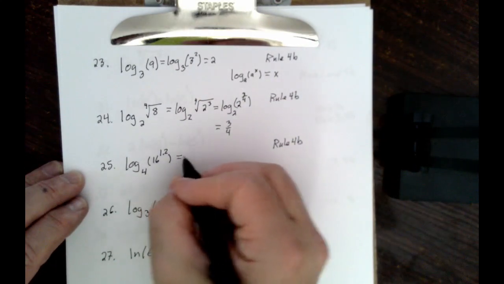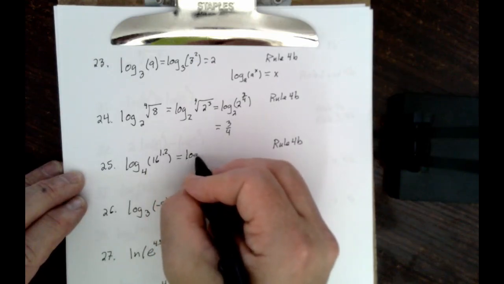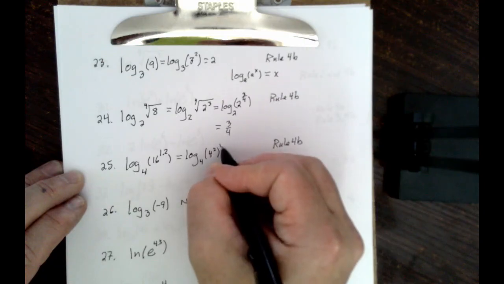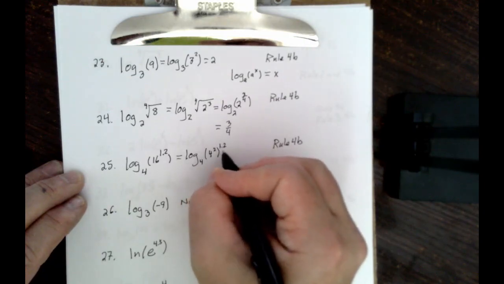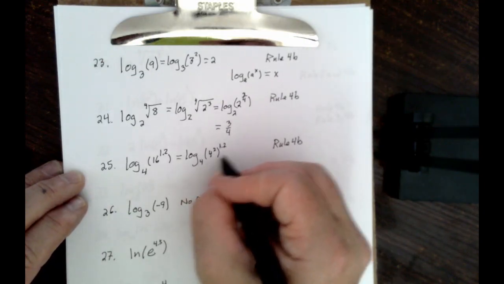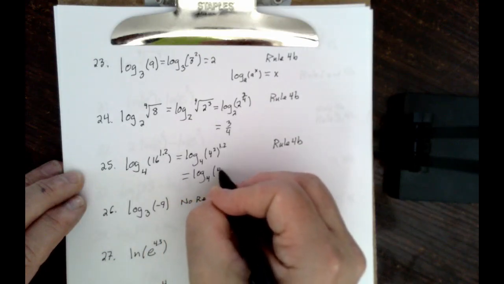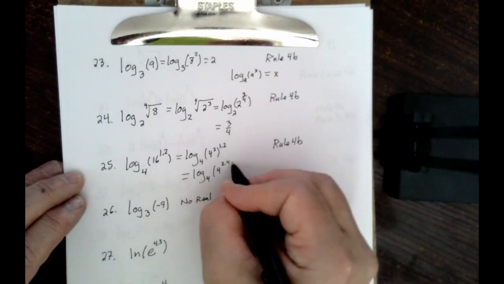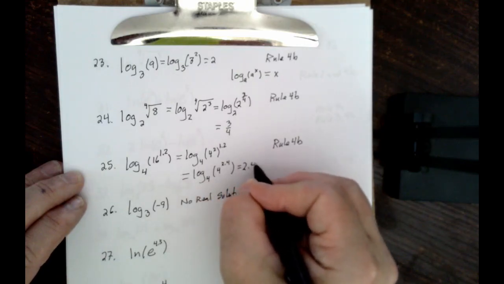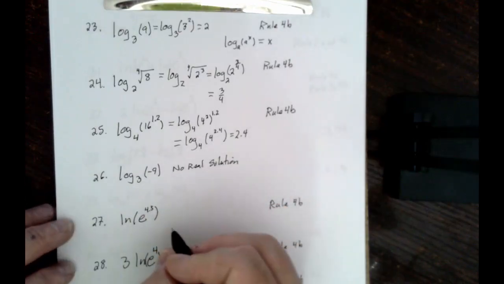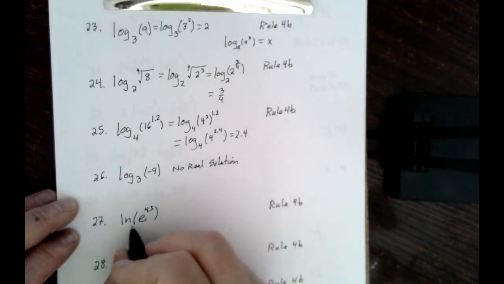Okay, in this one you write the 16 as 4 squared. And since you got a power and then no power, those are being multiplied. So it's really log base 4, or 4 to the 2.4. So your answer is just 2.4. You can't take the log of a negative number, so that one doesn't have a real solution.